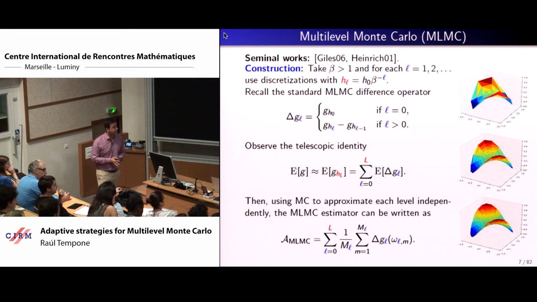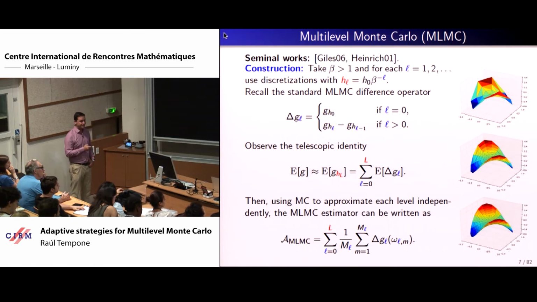Yes, please. So how do we choose M for each level? Oh, this is coming. Yeah, this is coming, don't worry. Piano, piano.